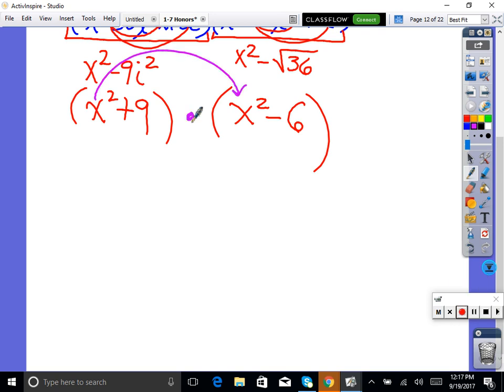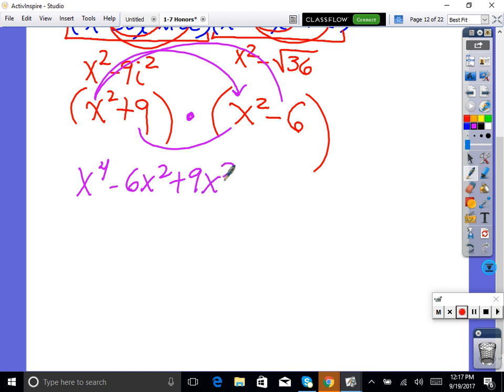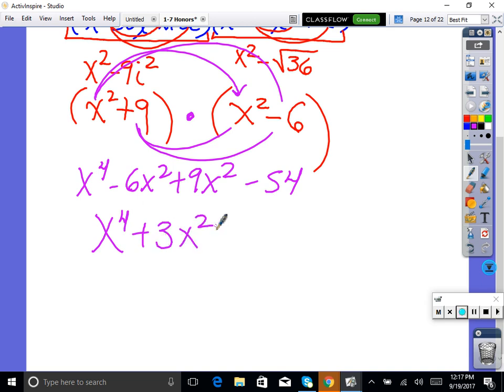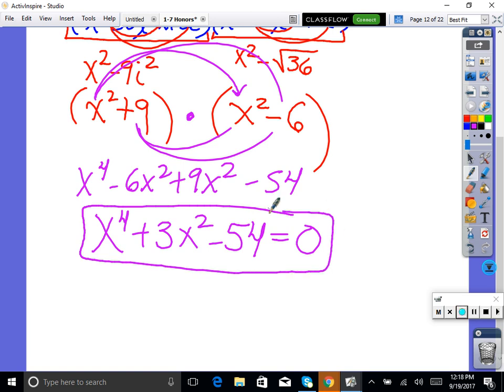That's a times sign. X squared times x squared is x to the 4th, minus 6x squared plus 9x squared minus 54, combine like terms. X to the 4th plus 3x squared minus 54. And look at that, we got a polynomial that we learned how to factor by U substitution, didn't we? Sweet. So we learned how to solve this in the last unit, now we're kind of going backwards. Yes.